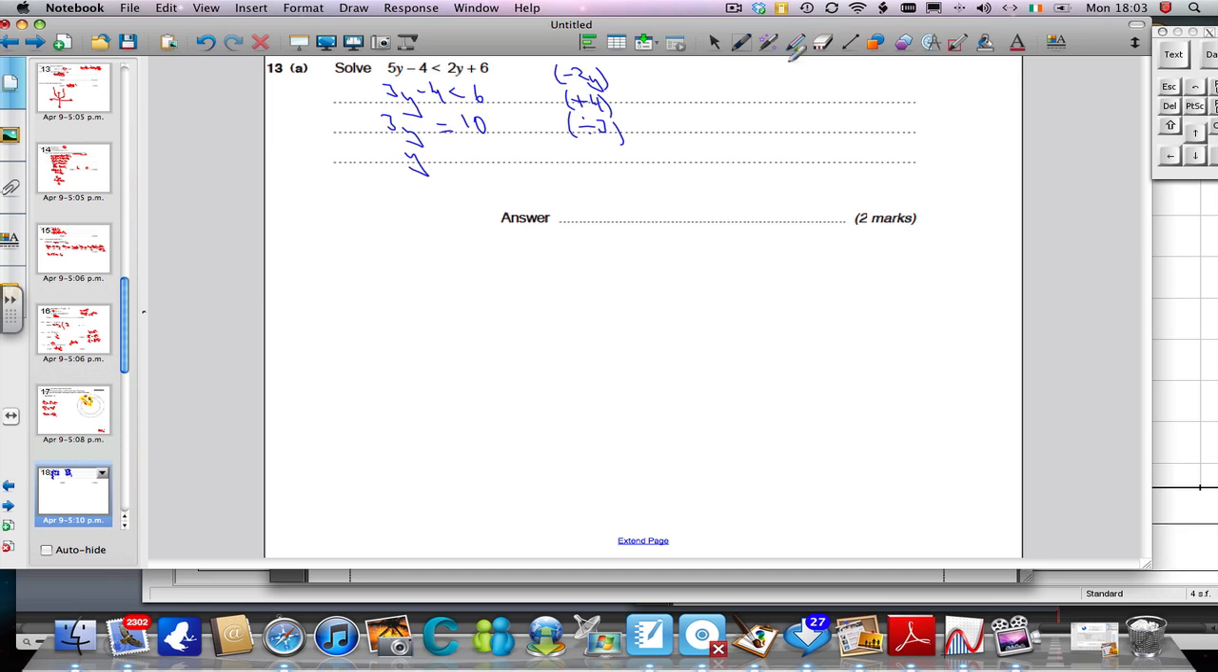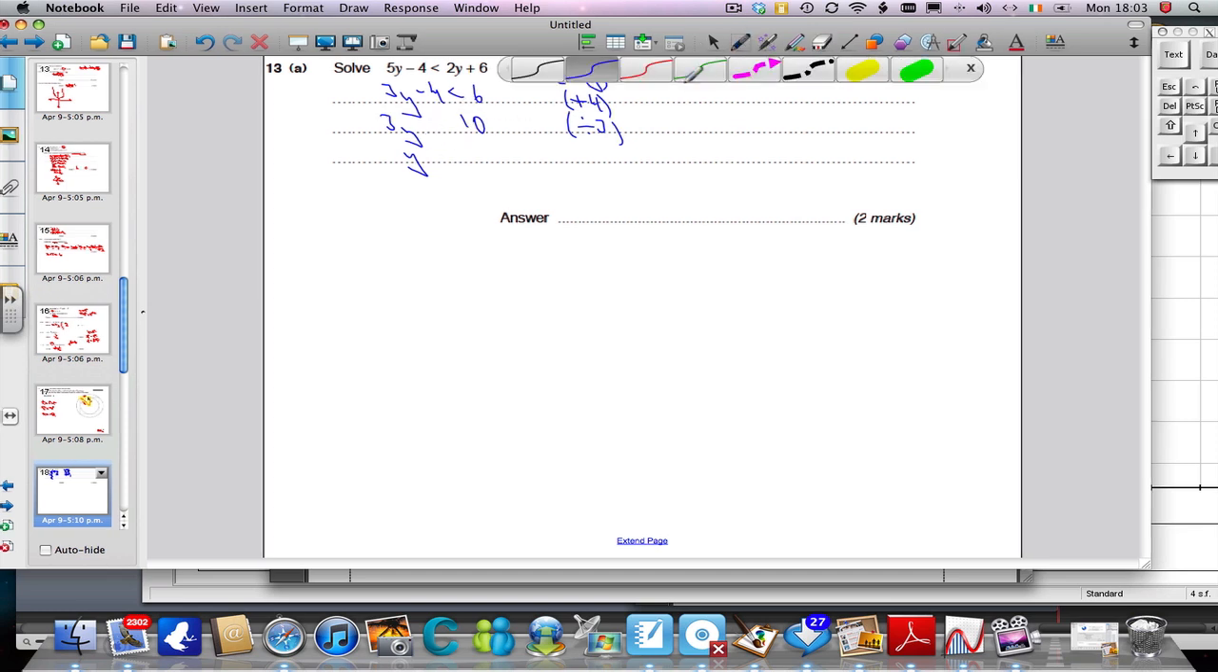So that means, oh, I said equals. That shouldn't be equals. It should be less than. 3y is less than 10. That means y is less than 10 over 3. So y is less than 10 over 3. And there's your 2 marks.